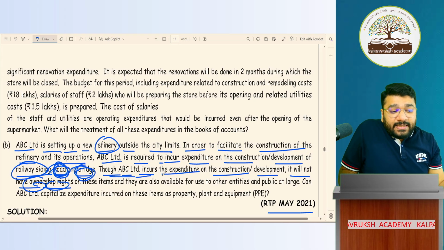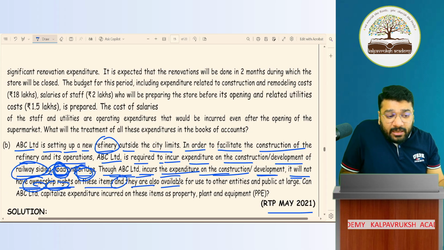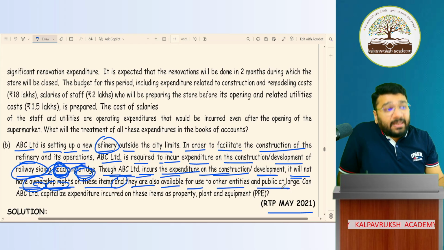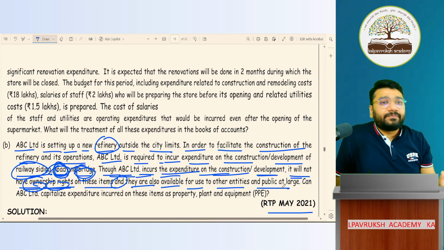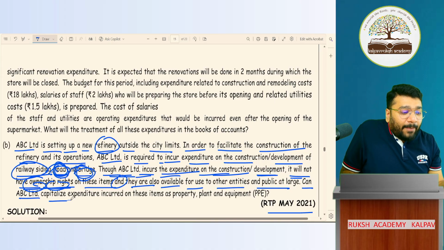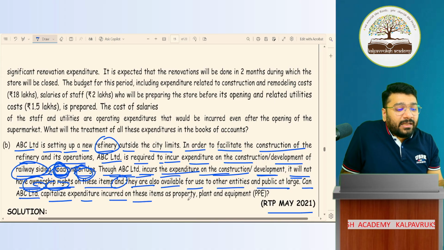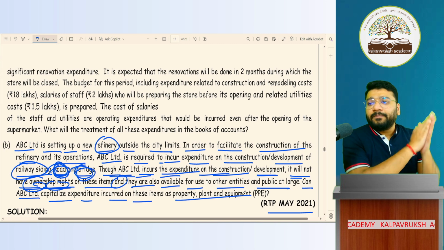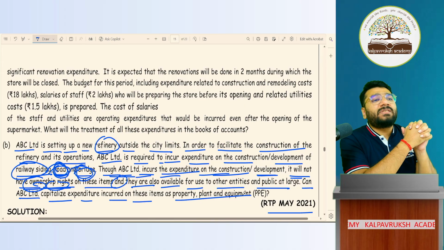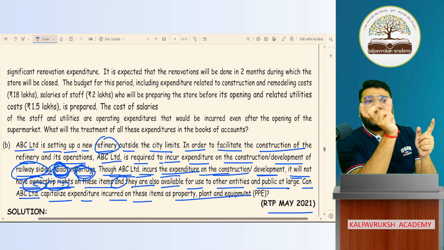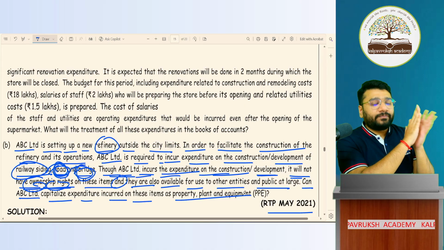Though ABC Limited has incurred expenditure on construction and development, it will not have ownership rights on these items, and they are also available for use to other entities and the public at large. Can ABC Limited capitalize expenditure incurred on these items as PPE? Imagine the total money spent for this is 10 crore, credited to bank.